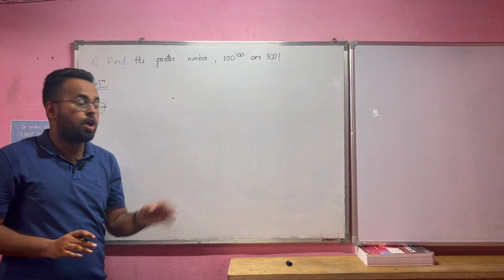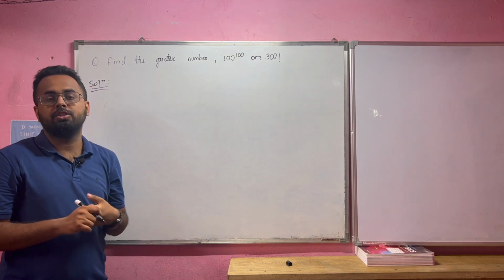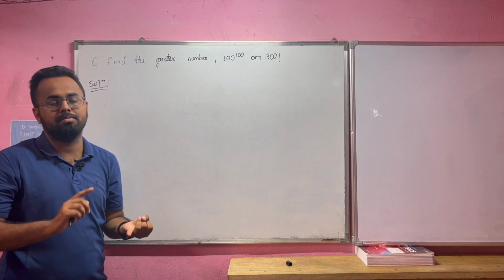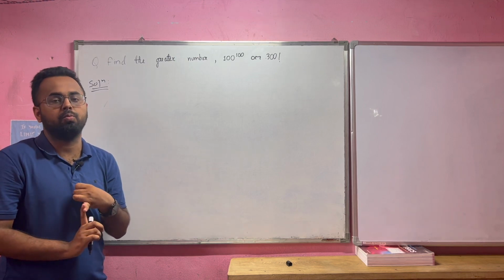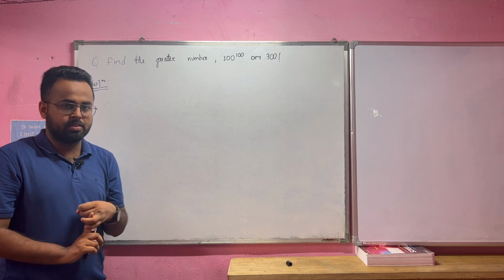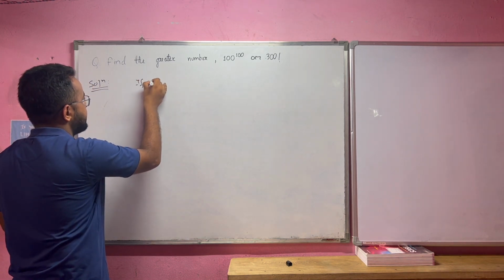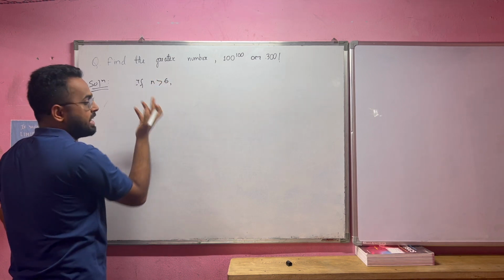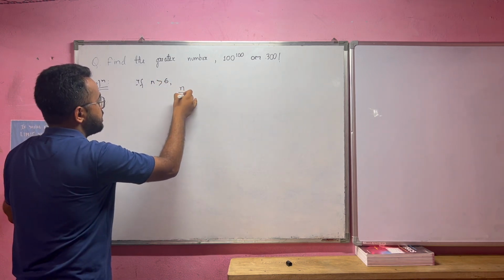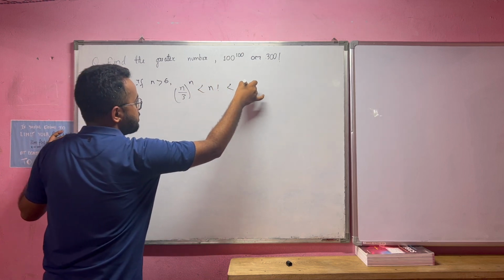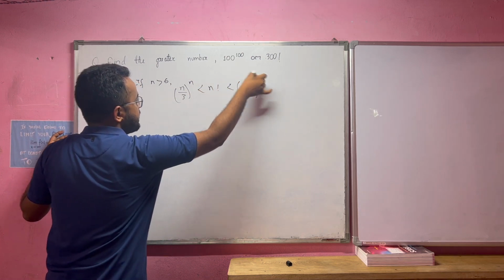So we are going to use a formula whose proof you can do by mathematical induction and Stirling approximation. Stirling approximation is not covered in the JEE Main and JEE Advanced syllabus, so I will just state the formula. If n is greater than 6 and n is a natural number, then (n by 3) power n is less than n factorial, which is less than (n by 2) power n. Remember this.